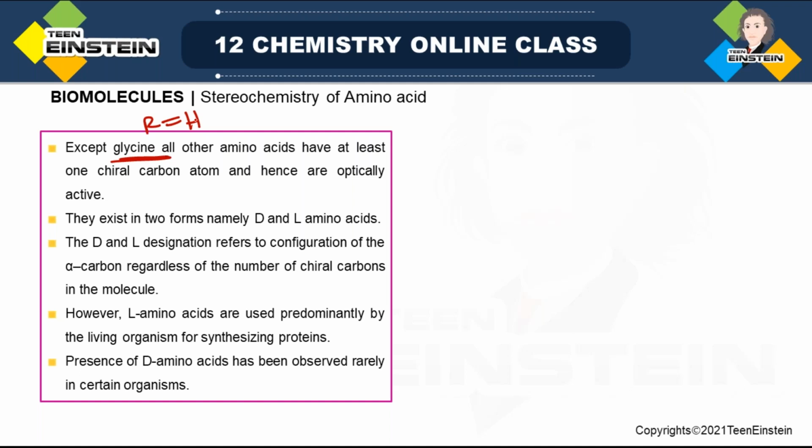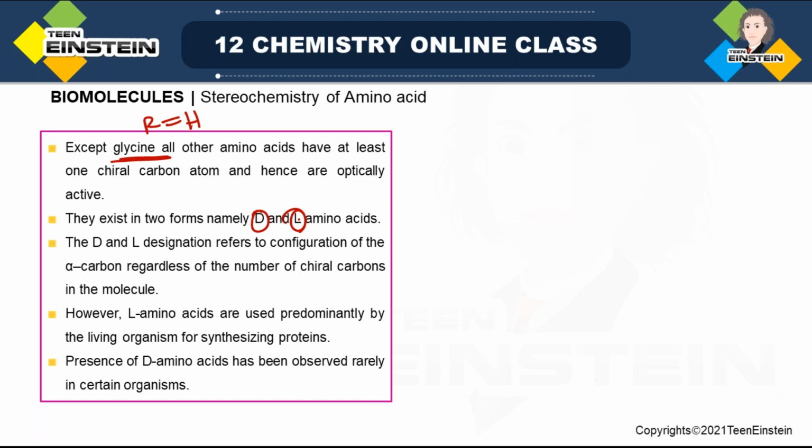So they will always be optically active. So at least one. There may be more than that, depending on what type of R group you have taken. But at least one is always there. Now they remain in two forms, mainly D and L. Now how to know D and L?